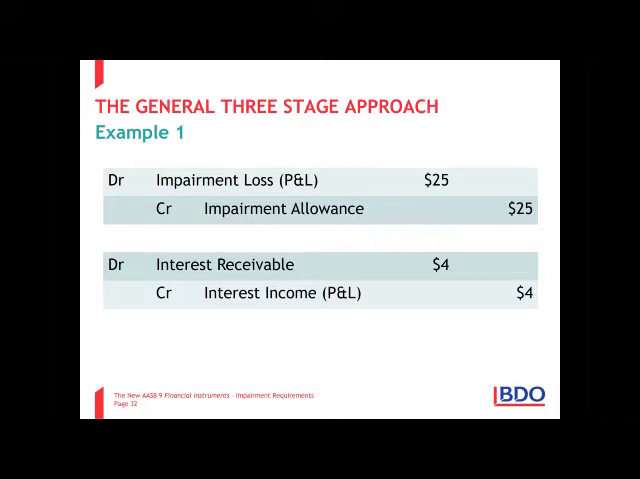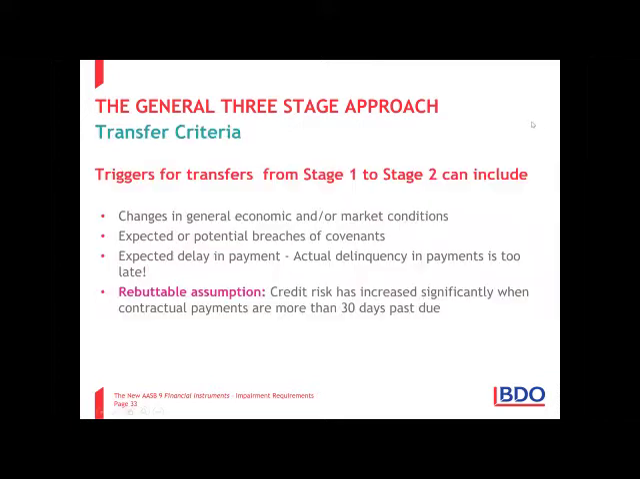So this is a really good example to step you through initial recognition: what do we do while we're in stage 1, once we move to stage 2, and once we're in stage 3? And you can see there's an impact not only on the calculation of the impairment allowance in the statement of financial position, but also an impact on the interest income or revenue that we recognize every year.